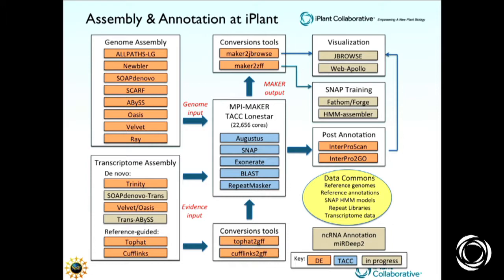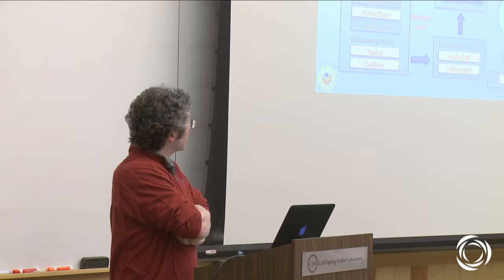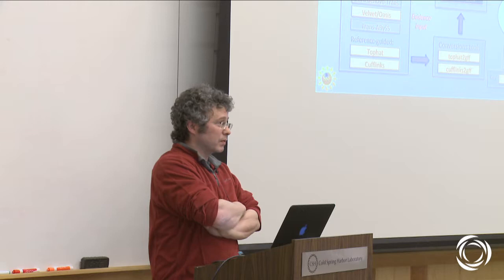This shows the software that Maker is using right now: Augustus, SNAP, Exonerate, BLAST, and RepeatMasker. If you don't have a good repeat library, you could use other tools in the Discovery Environment, such as the Telomere package, which I mentioned. Or you can try to go out to the community and find repeat libraries from other genome projects. That's the other route.